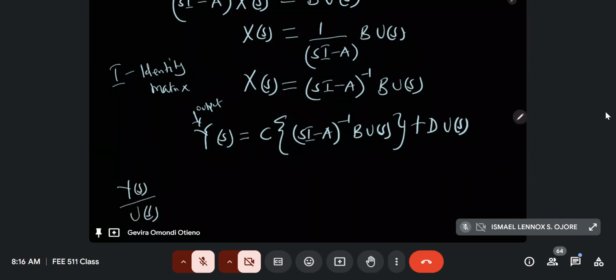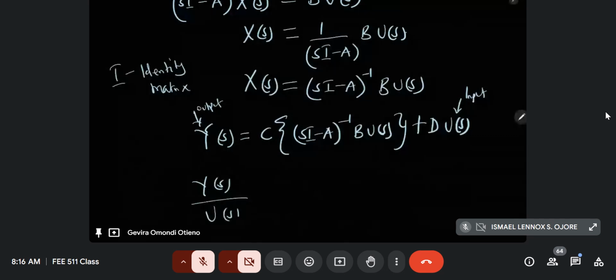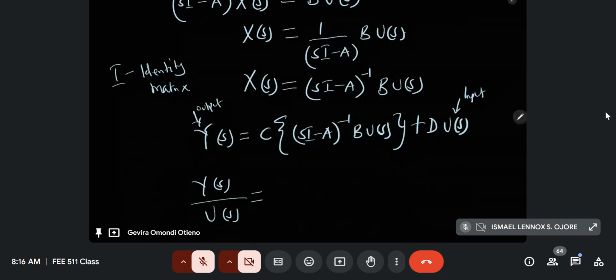So we already have Y of S on the left-hand side. You can see that this is the input, U of S, so that we have Y of S over U of S. Clearly, if we bring U of S to this side, you have your equation, which we are going to use throughout our manipulations.